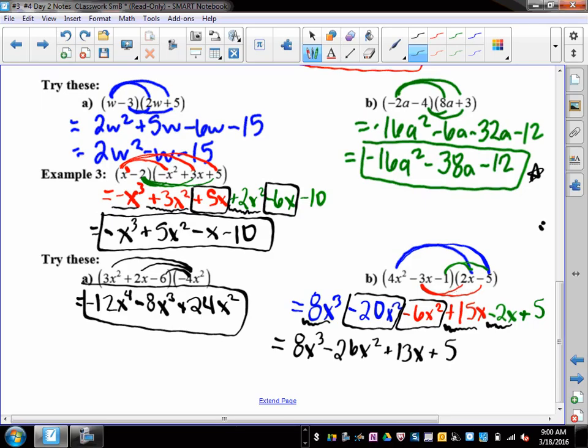And finally, 5 plus 5. Okay, so if I were to classify this, I'm making you do more. If I were to classify this based on the degree, what is it? Cubic. And based upon the number of terms, what is it? Polynomial. Good. All right, questions on that?